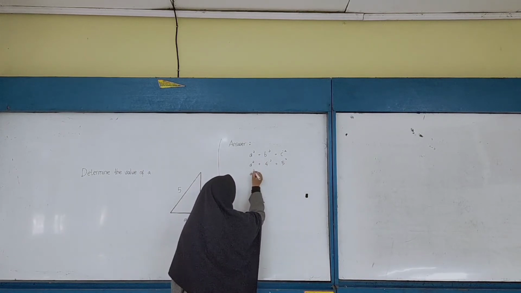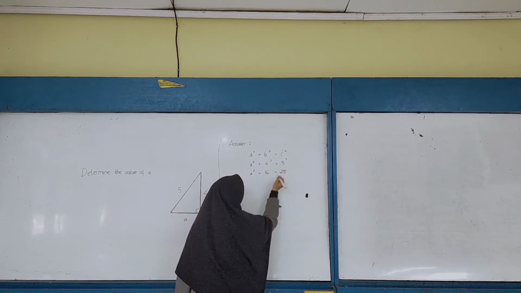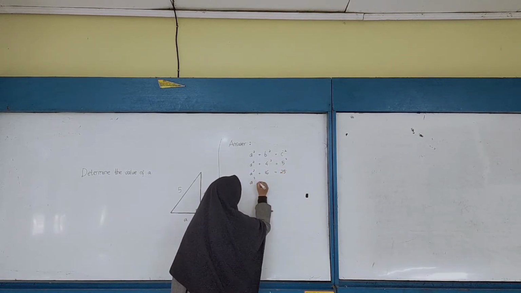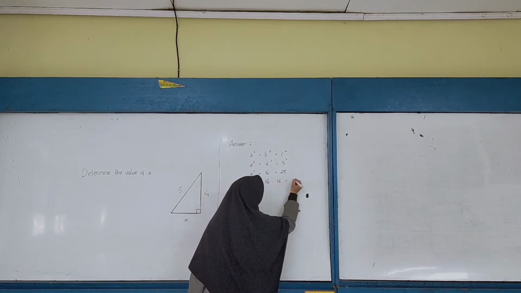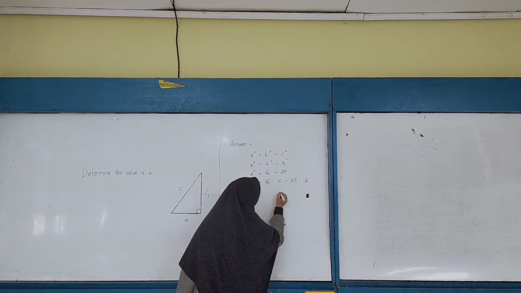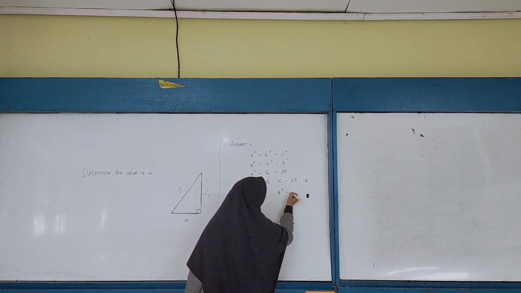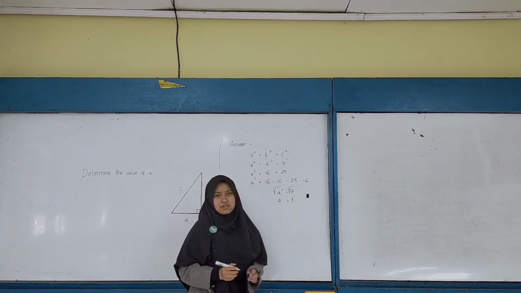A squared plus 16 is equal to 25, and A squared plus 16 minus 16 is equal to 25 minus 16. Okay, so we get A squared is equal to 9, and we can take the square root, and then we get A is equal to 3.